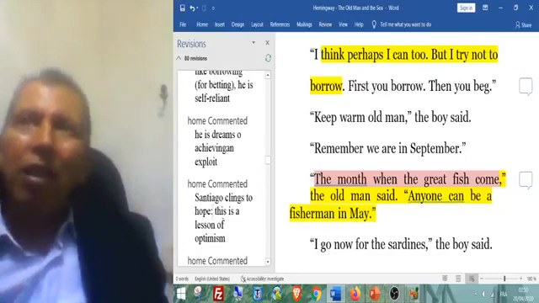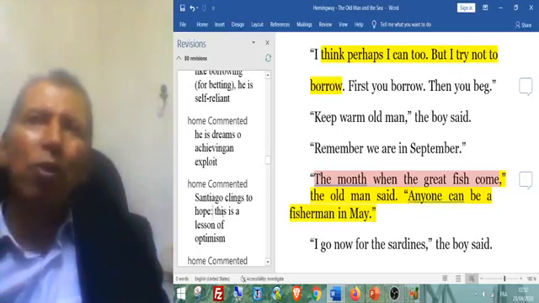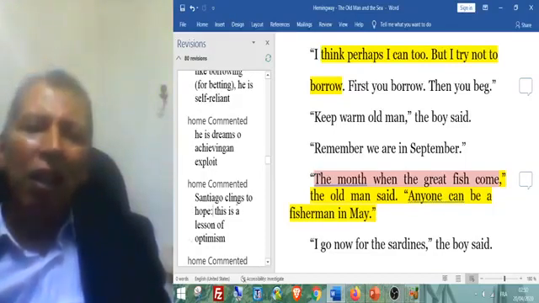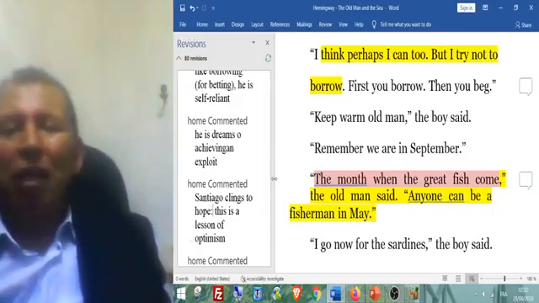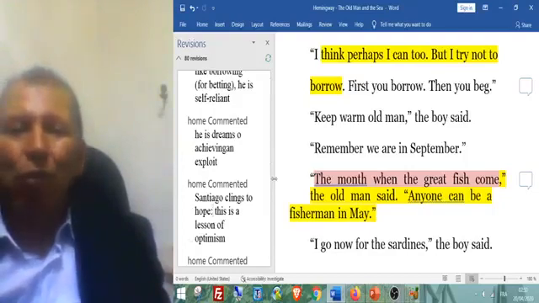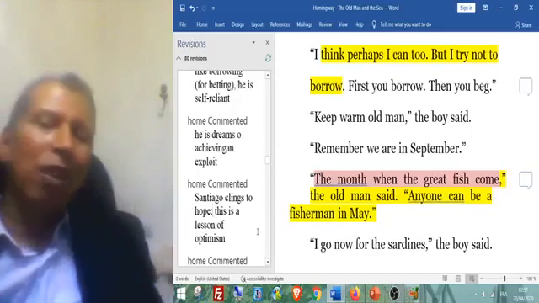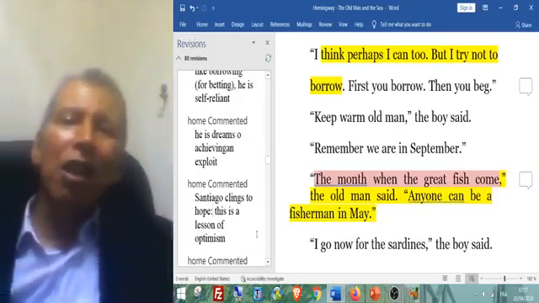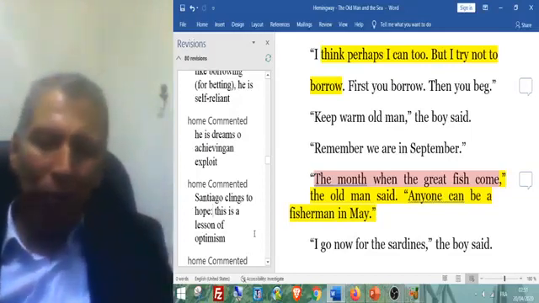And he clings to hope even in the midst of defeat, in the midst of bad luck. So I think The Old Man and the Sea as a whole is a lesson of optimism. This novel is a lesson of optimism.